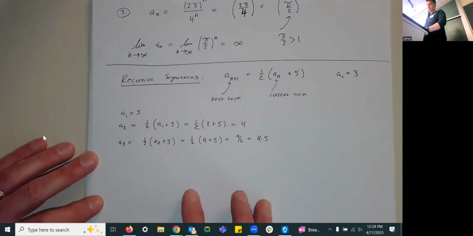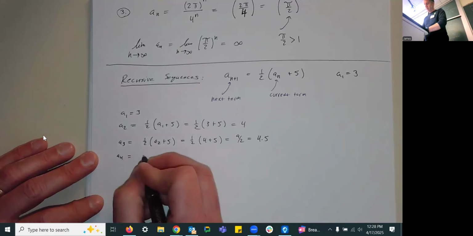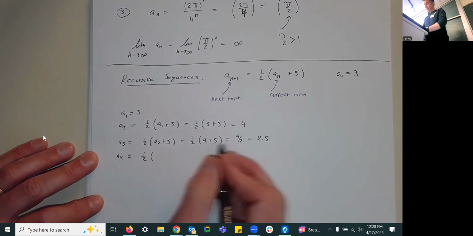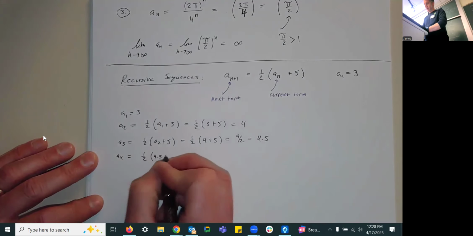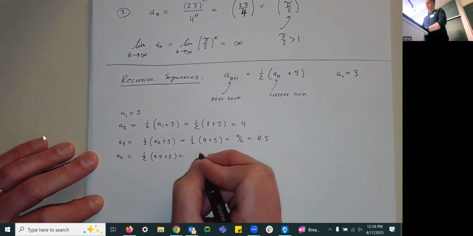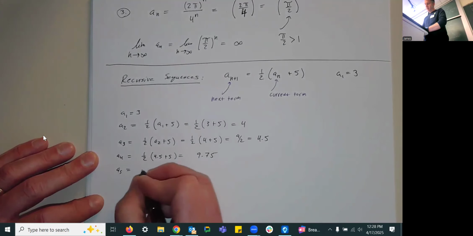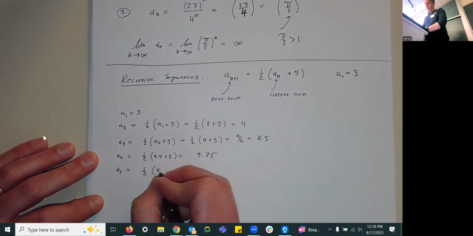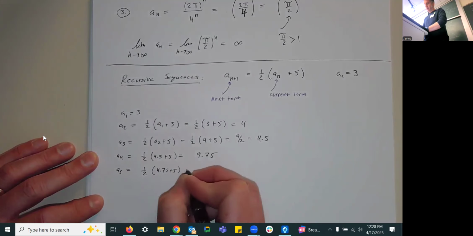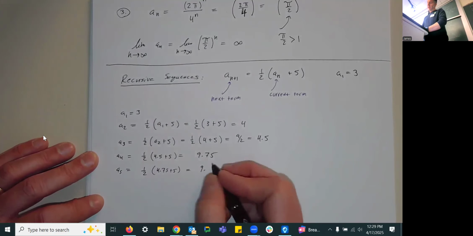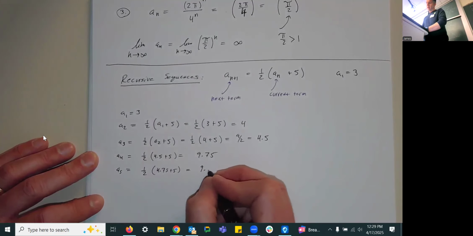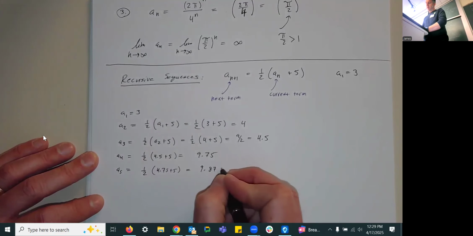And you can keep going, right? The next term is 1/2 times the previous term, 4.5, plus 5, which is going to be 9.75. And you do one more, sure, one more. It's going to be 1/2 of 4.75 plus 5, which is going to be 9.8725, I think. Yeah. Right? Yeah, 0.25.